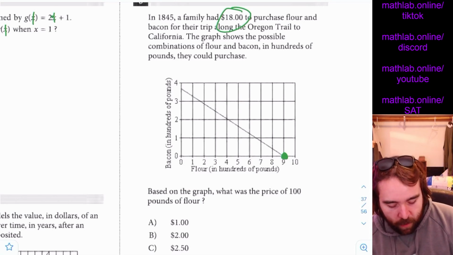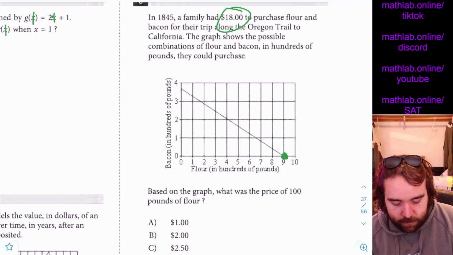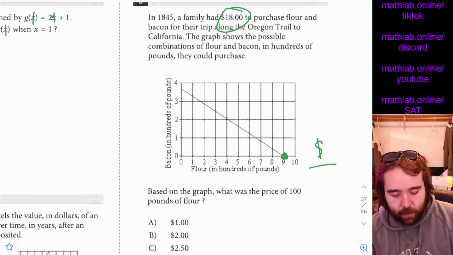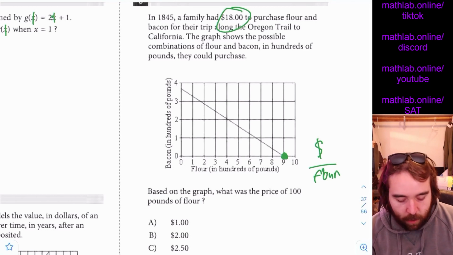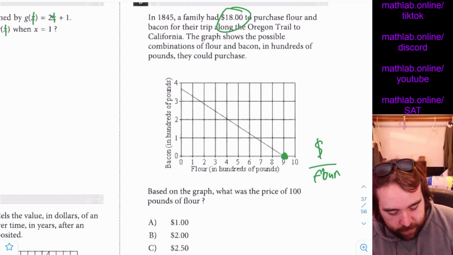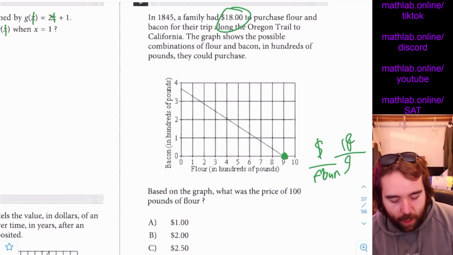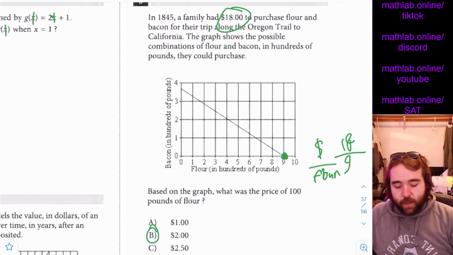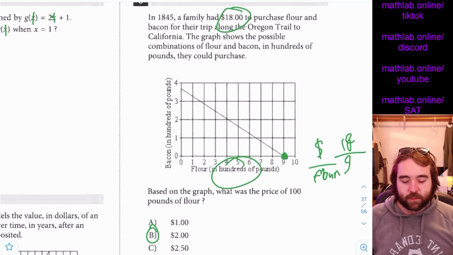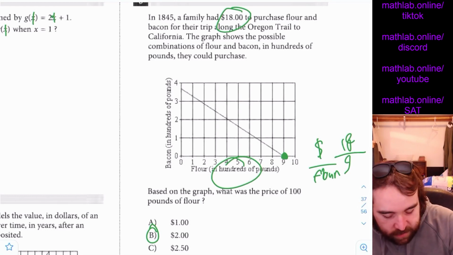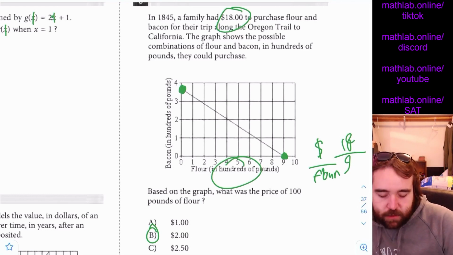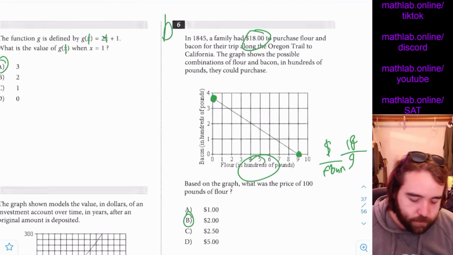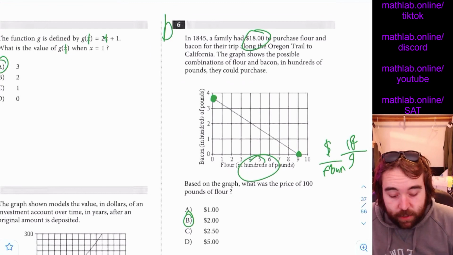So what we want is dollars. We want, what is the price of 100 pounds of flour? We want dollars per 100 pounds of flour. So we're going to say that $18 gets us 9 hundred pounds of flour. So each 100 pounds of flour is 2. So see how the hundreds don't matter because the graph is just in hundreds? And so that's always the technique. You look at one of these two points. That's really the only points you care about. That shows you how much each one costs.